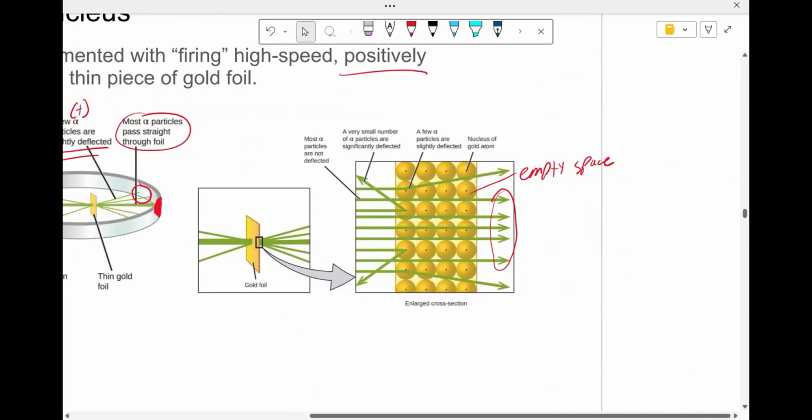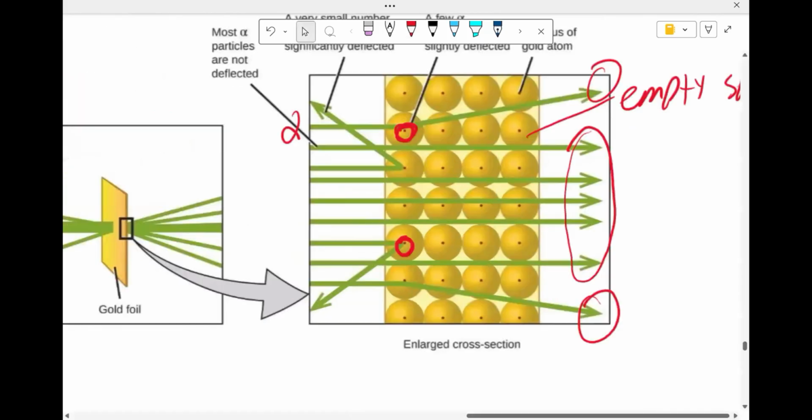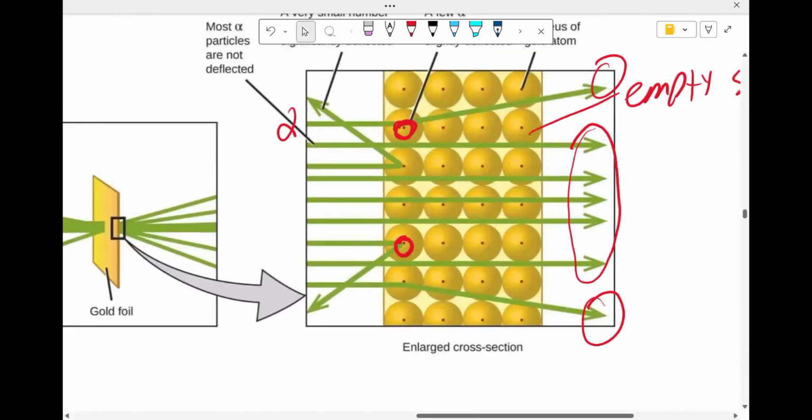Now, how do we get the slightly deflected particles? Well, these alpha particles must be getting close to something that is positive, that has a much smaller volume than what scientists thought before. And so they're deflected slightly. So that's how we get the small deflections. Now, how do we get these alpha particles reflecting almost back to the source? Well, maybe they're actually coming in contact with that very small positive region inside of the atom.